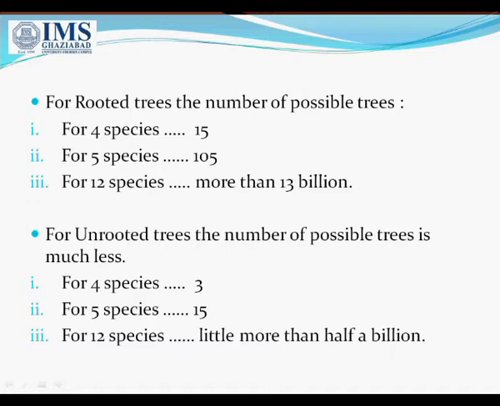For unrooted trees, the number of possible trees is much less. For 4 species, it gives only 3 trees. For 5 species, it gives only 15 different kinds of trees. And for 12 species, the number goes to a little more than half a billion. So it is quite less compared to the rooted trees. Even if it is possible to search or score all possible trees, there will be an indefinite number of branch length combinations. This problem belongs to the class of NP-hard problems, that is, non-deterministic polynomial time hard.